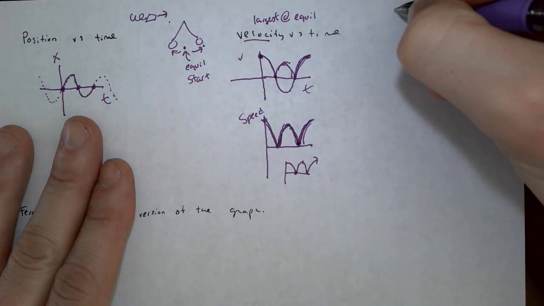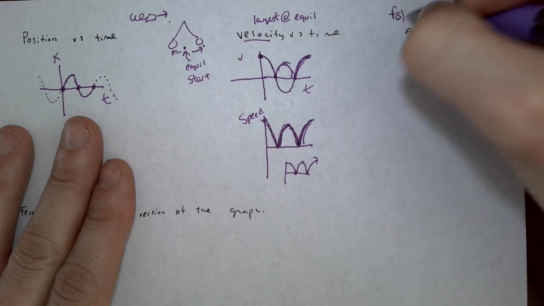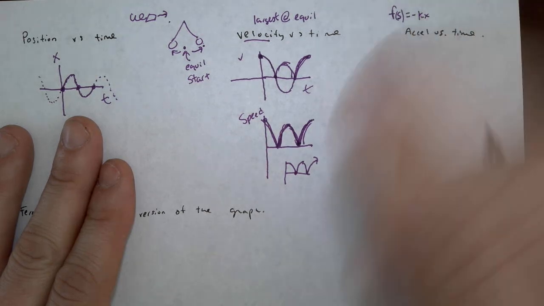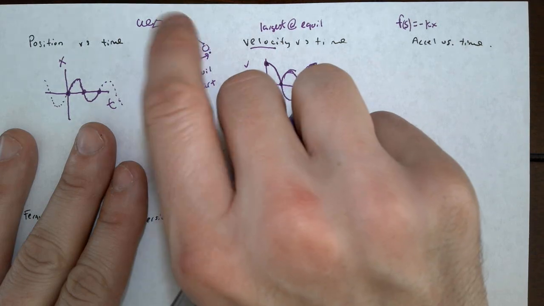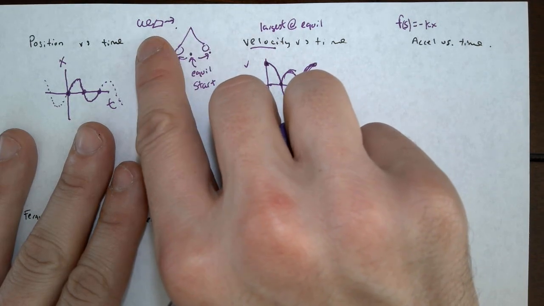Well, if we look at Hooke's law, force of a spring is equal to negative kx. It's always a restoring force. So if the object is moving to the right, that means that the acceleration is going to the left.